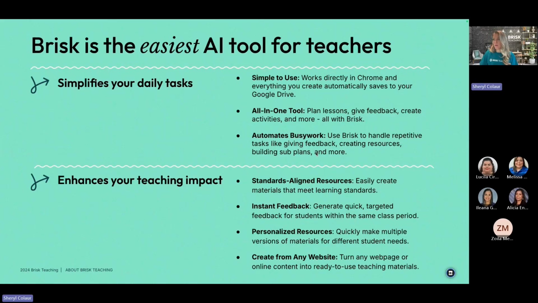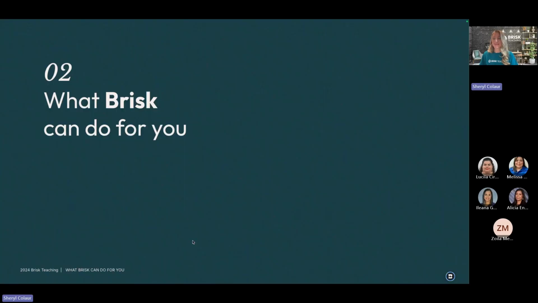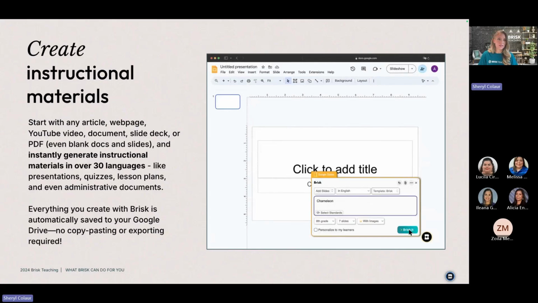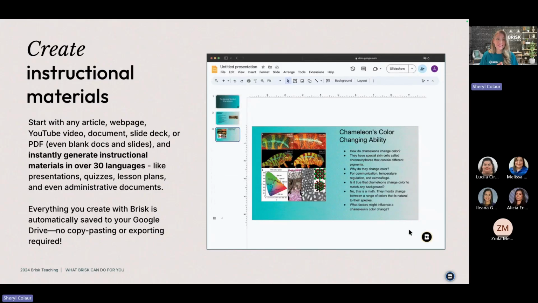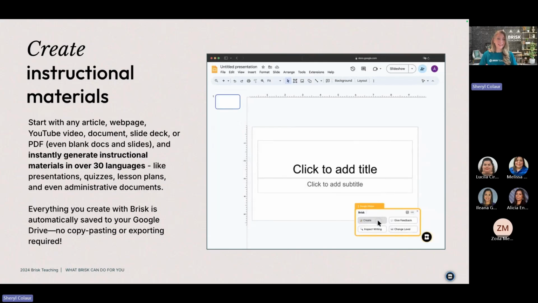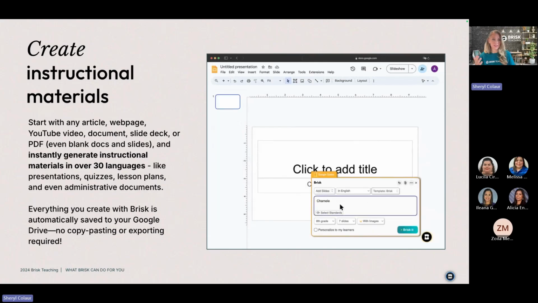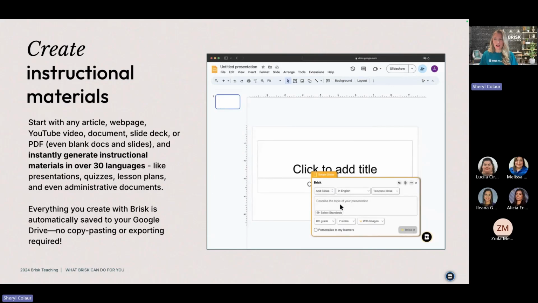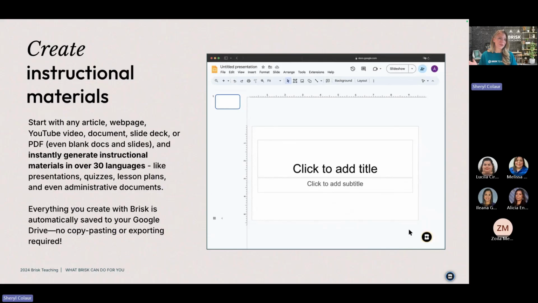So I'm going to go beyond the enhancing teacher impact because I think it's best to just see it in action. So the first thing we're going to do is create some instructional materials. And this is what we think of when we're using other AI tools as well. Well, Brisk can do that in addition to many of the other AI tools that you might already be using. Now, not every AI tool is treated equally.